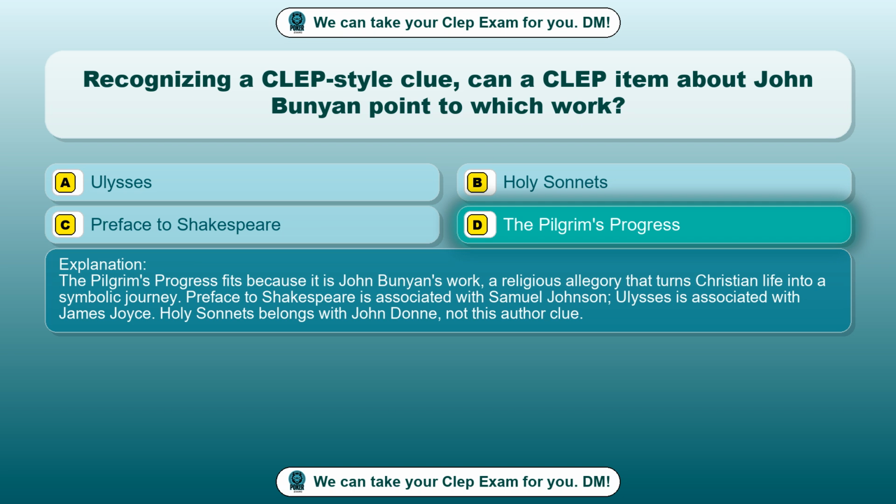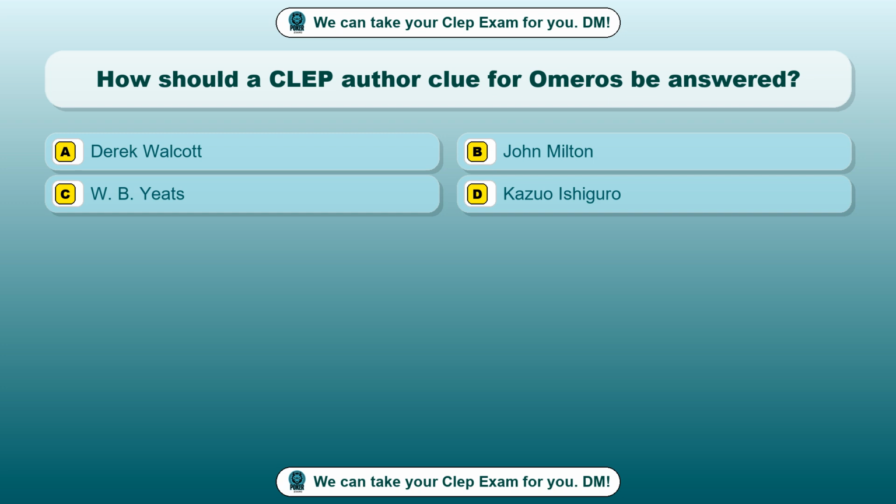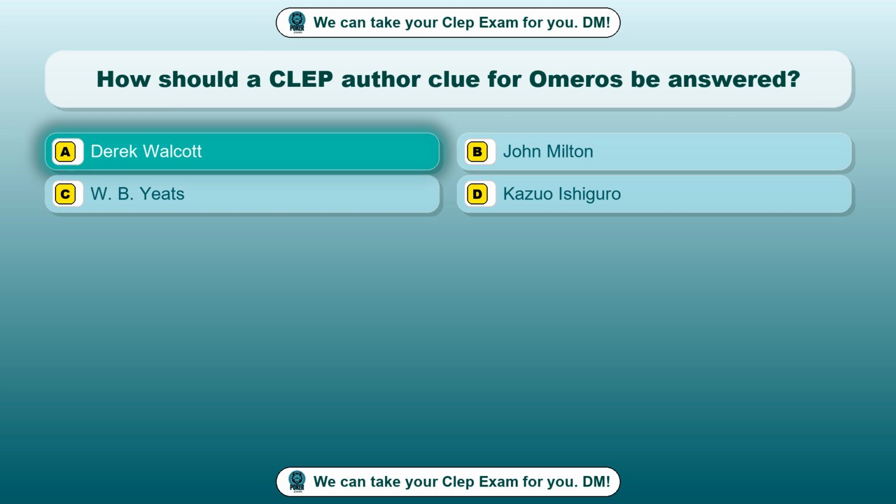Clue. Question 47. How should a CLEP author clue for Omeros be answered? Option A, Derek Walcott. Option B, John Milton. Option C, W. B. Yeats. Option D, Kazuo Ishiguro. The correct answer is option A, Derek Walcott.